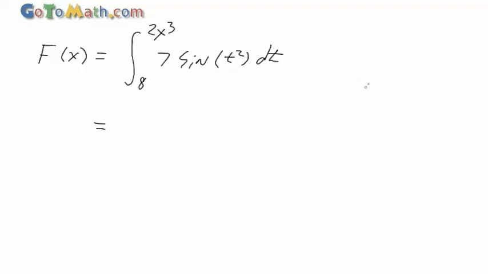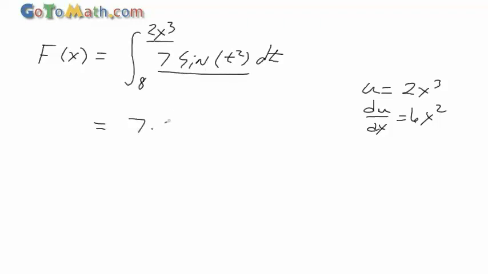Anyway, so what we want to do is let u be the upper limit here, which is 2x cubed. We're going to take the derivative of that. du over dx is equal to 6x squared. Then we're going to rewrite the integrand in terms of u, so we have 7 times sine of u squared times, and I'm going to go ahead and write that, 6x squared.